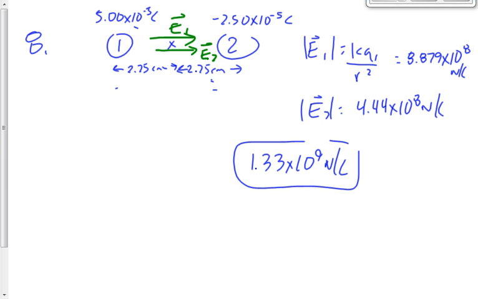Good question. I've never seen this before. It's the same thing, right? Just got three charges instead of two. There's no difference in the method. It's just a little bit longer. All right. Final question, number 9.